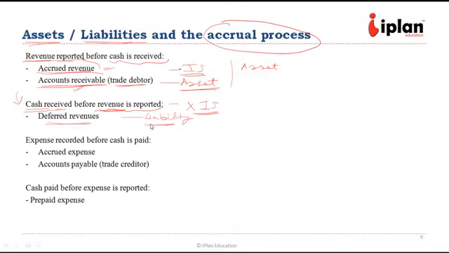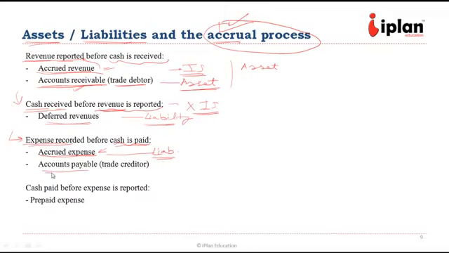So all these differences are coming because we are following the accrual process. We are not following cash based accounting. That is why the difference is coming. Let us take another case where expense has been recorded but cash has not been paid. That is accrued expense. So the company has already consumed certain items but the cash has not been paid, so this is a liability.